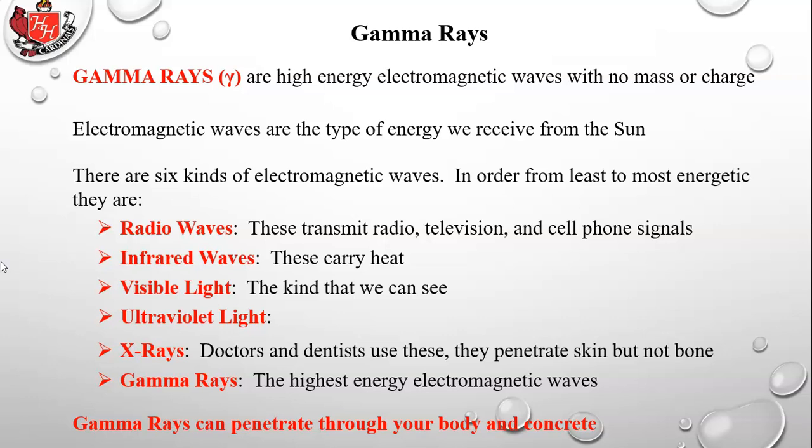So gamma rays can penetrate through your body, and they can penetrate through concrete. One thing that will stop them is a thick block of lead. Lead will stop gamma rays.